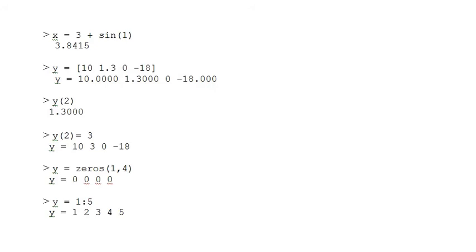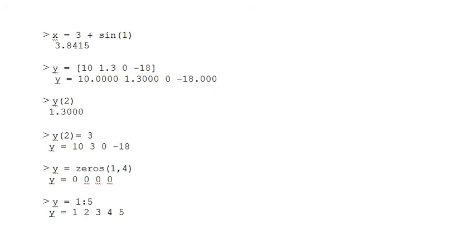Variables can be used to store one-dimensional arrays or lists. An array of numbers will be created and stored in the variable y by the command y equals left bracket 10 space 1.3 space 0 space minus 18 right bracket. Then you can access the elements of the array as shown.